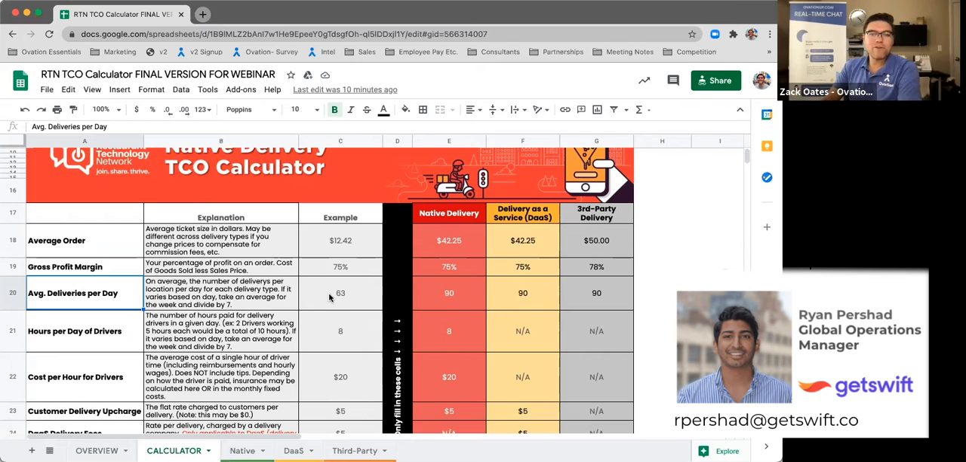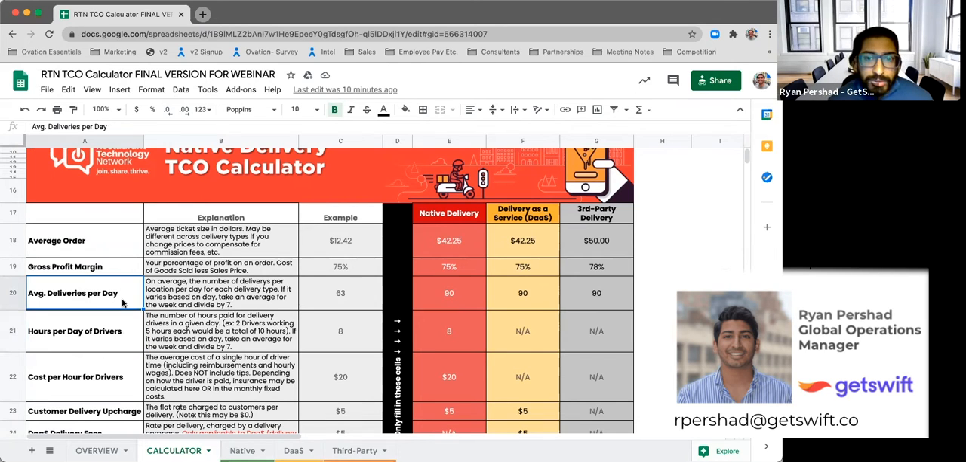Just take, if you track your average deliveries per week, just take that number and divide it by 7. So you can get an average delivery per day and fill that number in there. Yeah, and then the only thing I would add to Zach's note there is, again, we made this customizable. For example, one of the benefits of third-party delivery is going to be increased order volume.